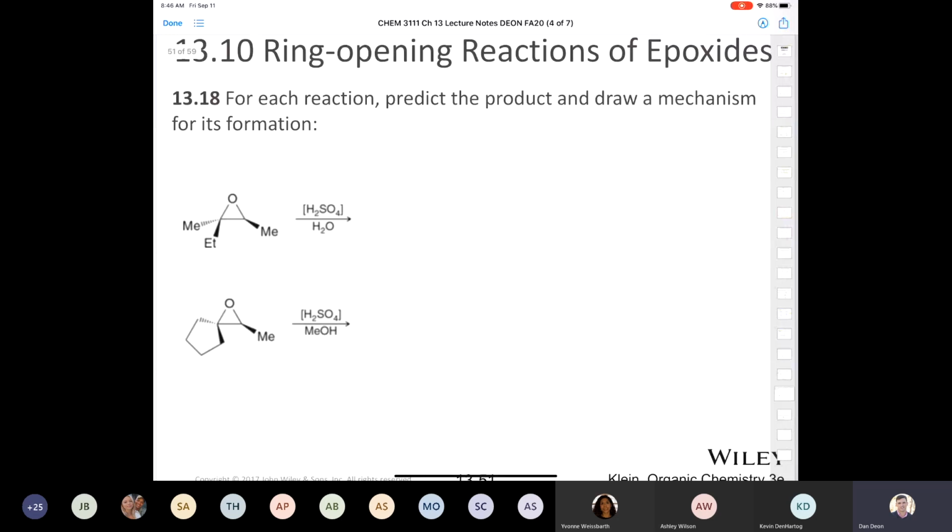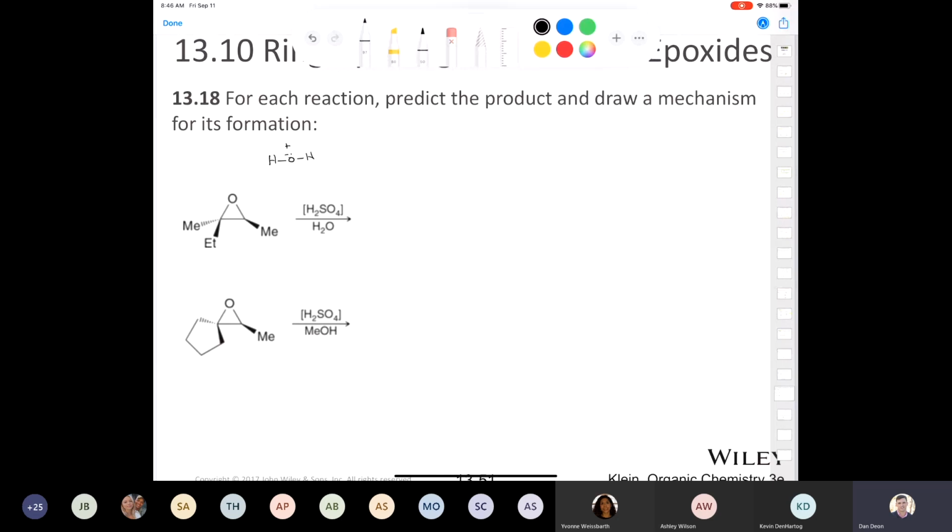All right, let's try 13.18. Let's see here. For each reaction, predict the product and draw a mechanism for its formation. So the first step is going to be protonation. So I'll draw my hydronium like this. Okay. I'll put in my lone pairs over here like this. So I protonate. Let's draw what the product is after protonation. I have this protonated epoxide with a positive charge. I've got my methyl group over here. Got this other stereocenter here.